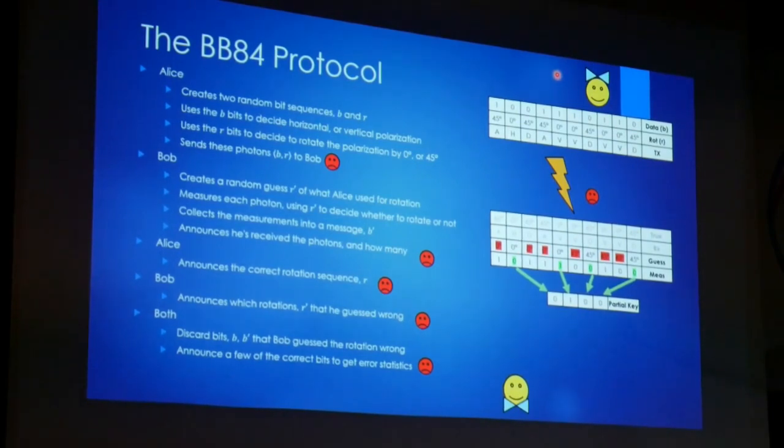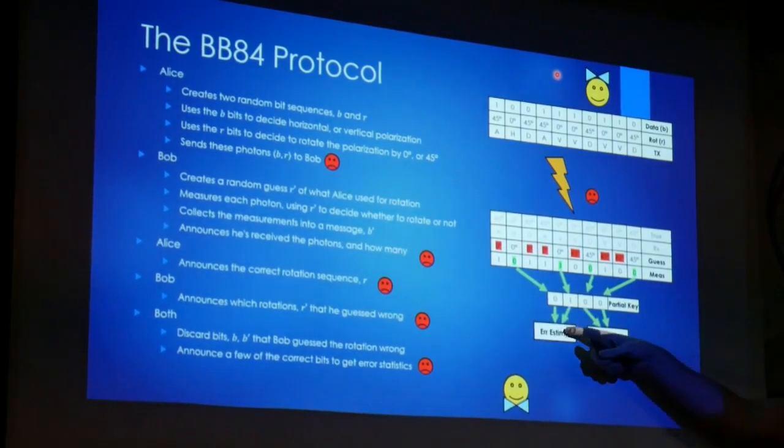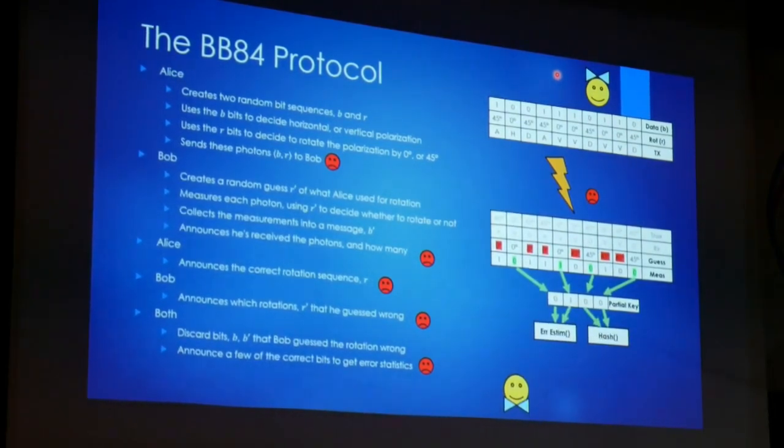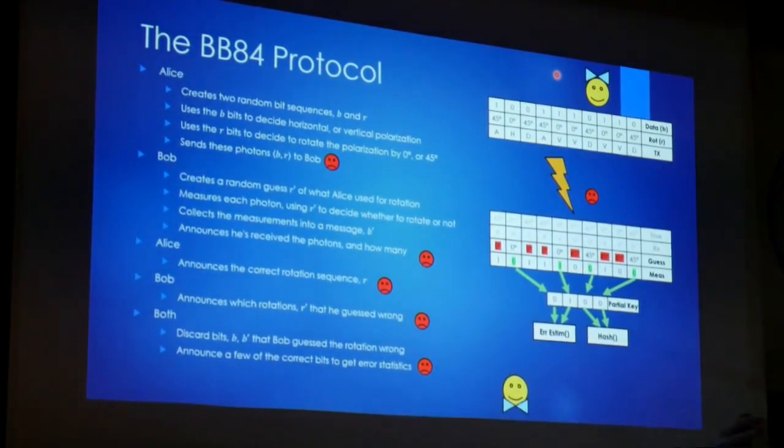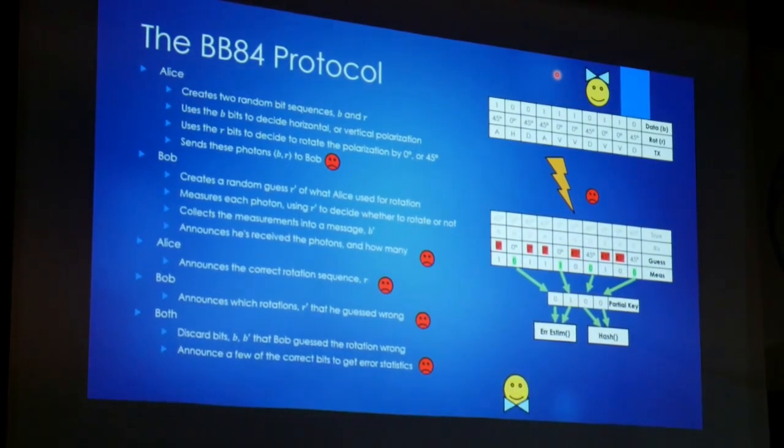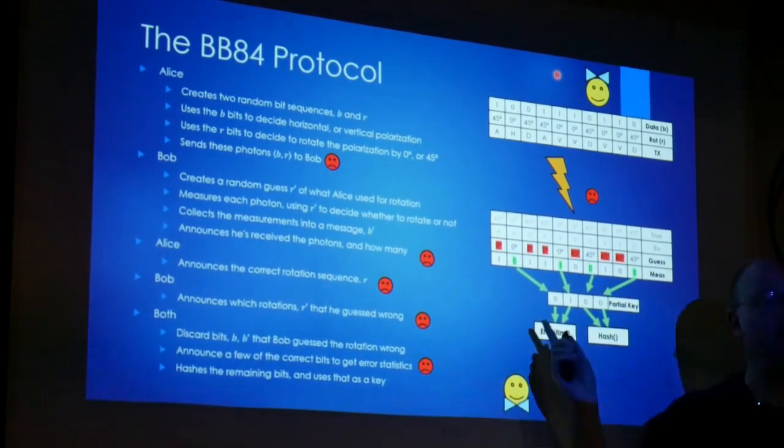At this point, we can do, that was the error estimation thing, and we can do what's called a privacy hash, which expands it back out. It's just basically sort of spreading out the code into a bigger number. That's all. Okay? And that's it. We take the remaining bits, and that becomes the key.